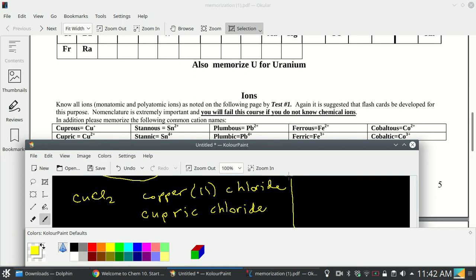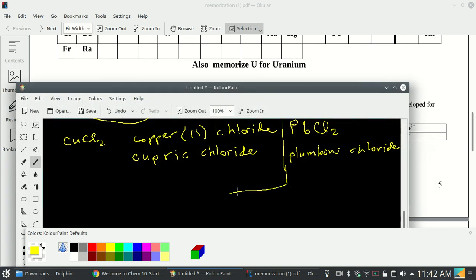So for lead, let's say I wanted to write the formula for this guy right here. This would be plumbous chloride. A little absurd there, huh? Now, the IUPAC name, of course, would be lead(II) chloride, right?